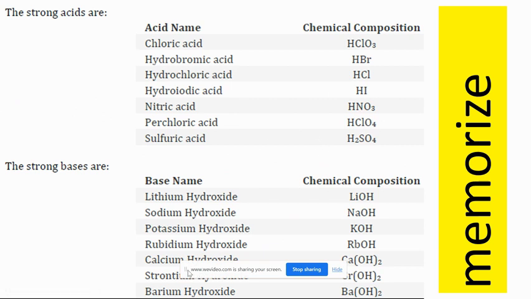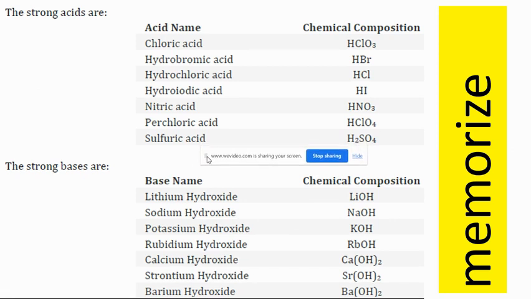All right. So here is your memorization. You have to memorize these strong acids and strong bases. There are acronyms out there. Go out onto Google and Google some of them. Find one that works for you for the strong acids. The strong bases are easy. Let me show you the strong bases.